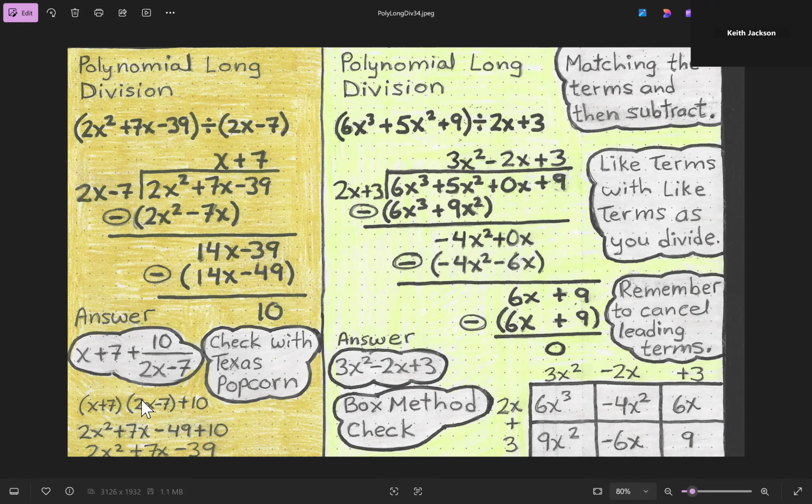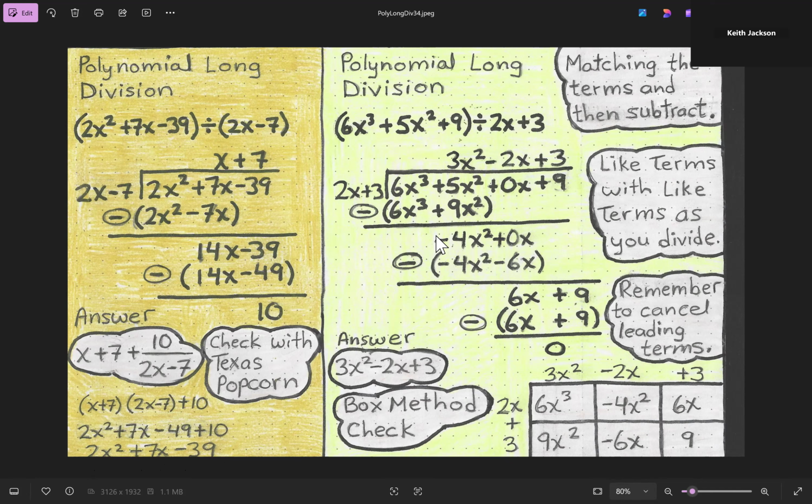We can FOIL this, right? And we'll just FOIL this part, and then we're just going to add the 10 to it later on. And so here's what we're going to have. We're going to have 2x squared plus 7x minus 49 plus 10. And as you can see, my minus 49 plus 10 will give us a negative 39 right here. So when we check it, it gives us the dividend again of 2x squared plus 7x minus 39.